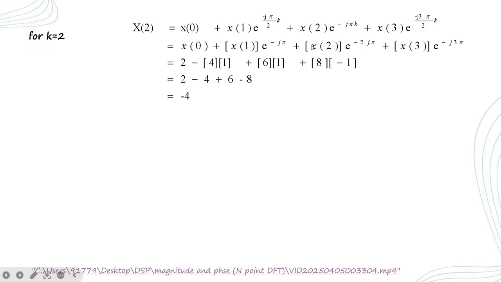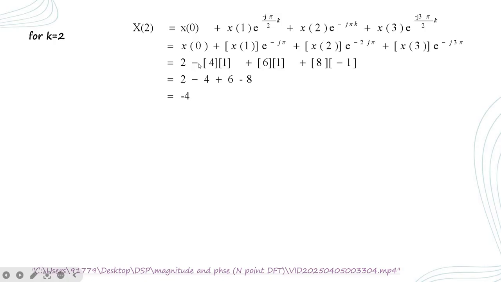You get only minus j pi plus x of 2 e raised to, again k is 2 here. Therefore you will get it as e raised to minus 2 j pi. Then plus, I should have written here minus j 2 pi plus x of 3 e raised to minus j 3 pi by 2 into 2. So 2 gets cancelled, you get minus j 3 pi. So again you have to expand this in the form of cos theta minus j sin theta, and you have to get the values for these by using your calc.